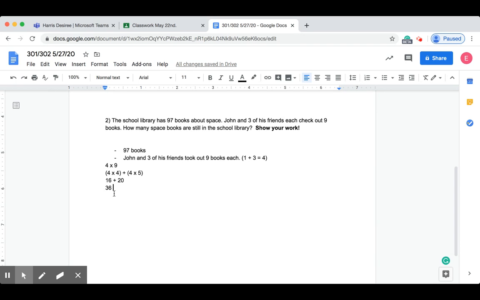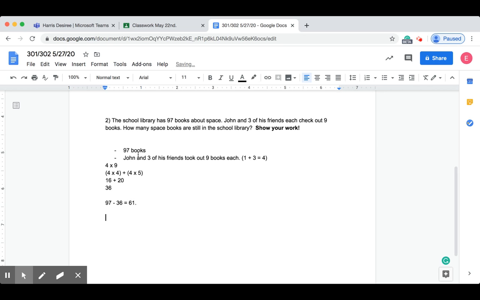So I know they took out 36 books, but the question asked me, how many space books are still in the school library? So I know, like we wrote before, there are 97 books, and John and his friends took out 36 books. So I will need to do 97 minus 36. 97 minus 36 equals 61.